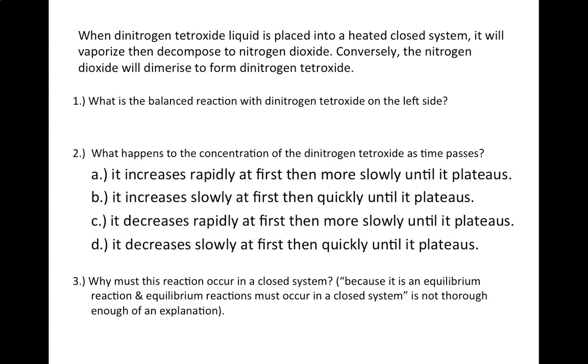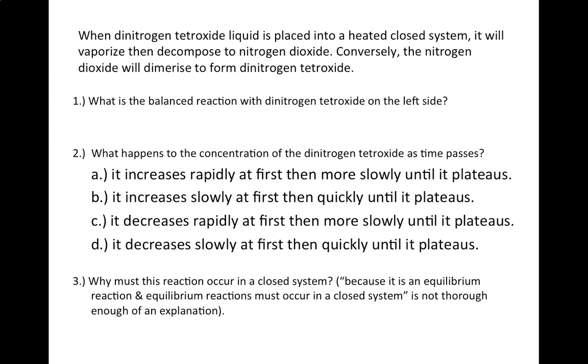What happens to the concentration of dinitrogen tetroxide as time passes? Well, we know that it's going to start decomposing into that nitrogen dioxide. So the concentration of it is going to decrease rapidly at first and then more slowly as it plateaus, because we know it's going to get to that time where the rate is not changing. So C is the correct answer.